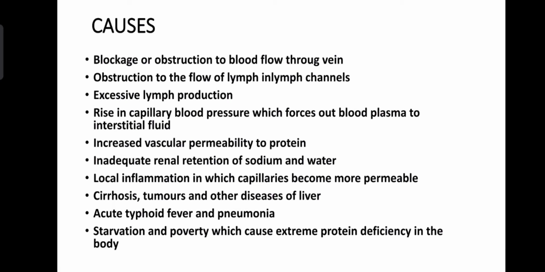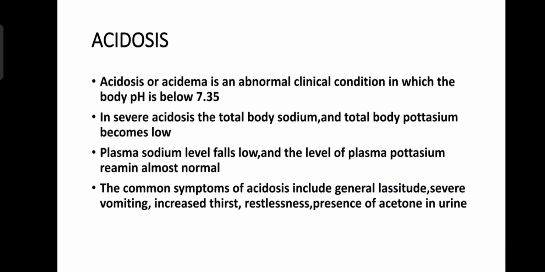increased vascular permeability to protein, inadequate renal retention of sodium and water, local inflammation in which capillaries become more permeable, cirrhosis, tumors and other diseases of the liver, acute typhoid fever and pneumonia, starvation and poverty which cause extreme protein deficiency in the body. Acidosis. Acidosis is an abnormal clinical condition in which the body pH is below 7.35.